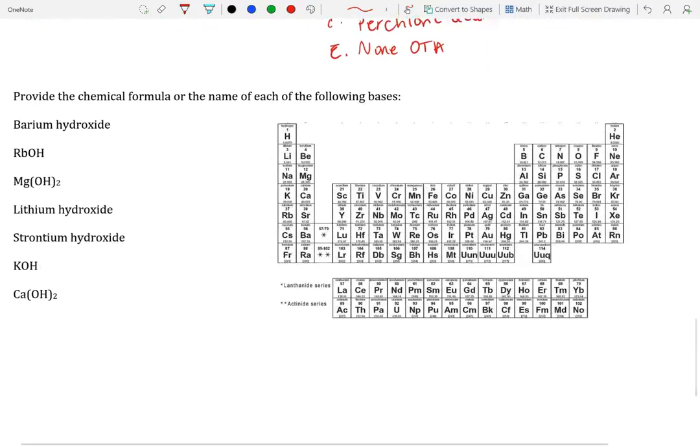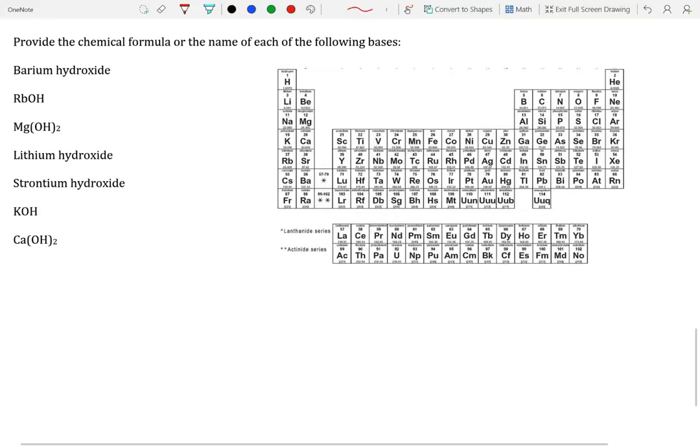Now the last of this video will just be over bases, because I thought might as well cover bases if I'm covering acids. So barium hydroxide. So let's go and locate barium. Okay, so barium is located over here in the second column of the periodic table, right? And this column of the periodic table has a +2 charge because it wants to give up 2 electrons, right? So barium is +2.